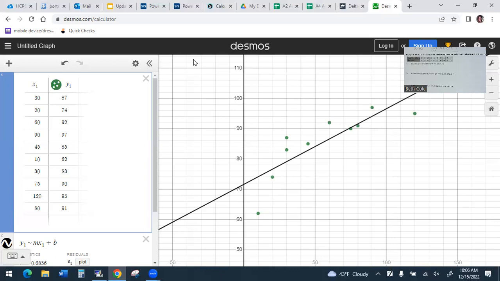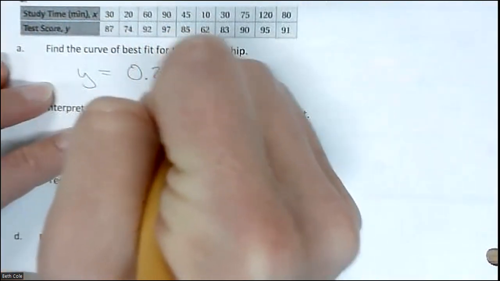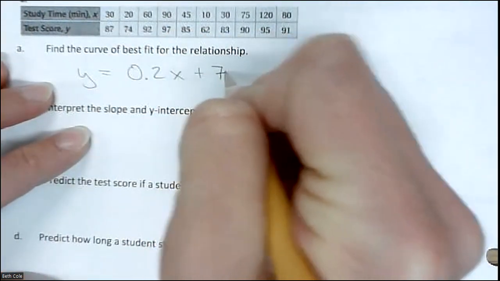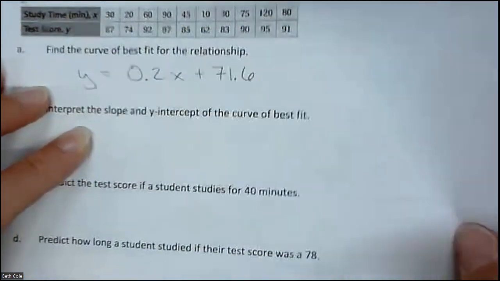Good, okay. So scroll down here. What are the slope and the y-intercept? We're gonna round to the first decimal point. Do you see that 0.2? Are you guys with me here? 0.2 and then 71.6? Okay. So we're gonna write that on our paper. Y equals 0.2x plus, oh gosh, what was it? 71 point something? 6. Okay, I can't have both screens up at the same time, so you gotta help me out.